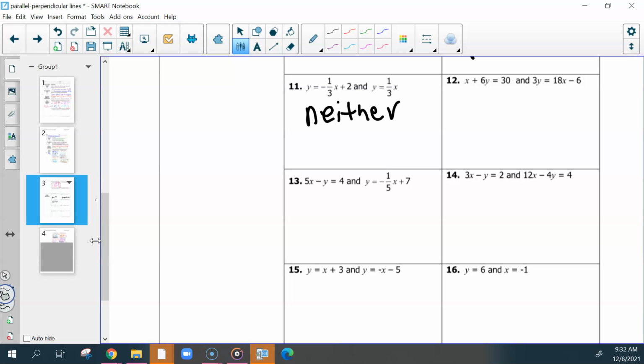For number 12, can we say whether these are parallel, perpendicular, or neither right now? Correct, they are not in slope-intercept form, so we have to change both of them to be in slope-intercept form first. Doesn't matter which one you do first. On the left, we will need to subtract x on both sides. We have 6y equals, I'm going to switch these two, so it's negative x plus 30. And then divide everything by 6. This would become negative 1 over 6x plus 5.